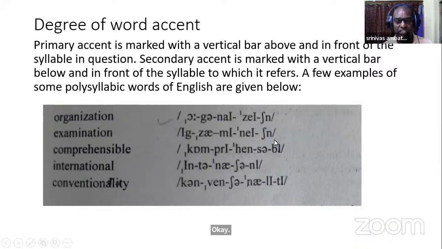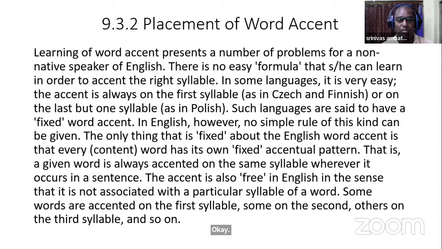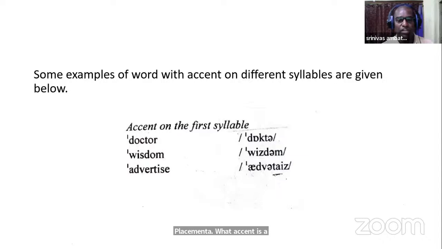Now, let's move on. Placement of word accent. This is a definition you can go through, but if you take examples, you can easily understand. Now, can you see this? Accent on the first syllable. Doctor. Wisdom. Advertise. Do you observe?